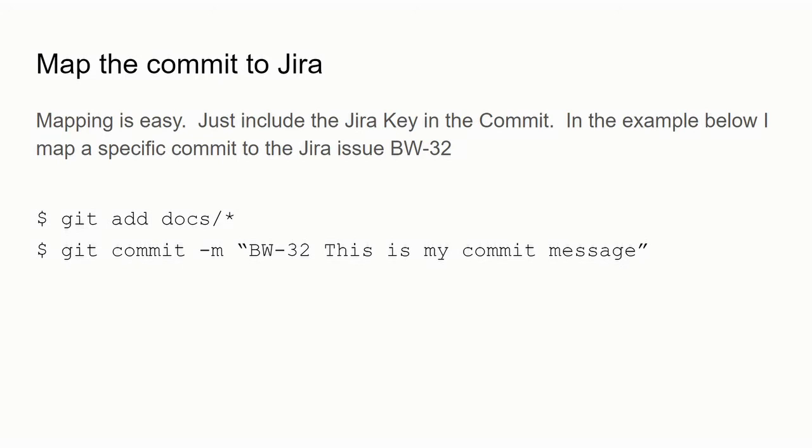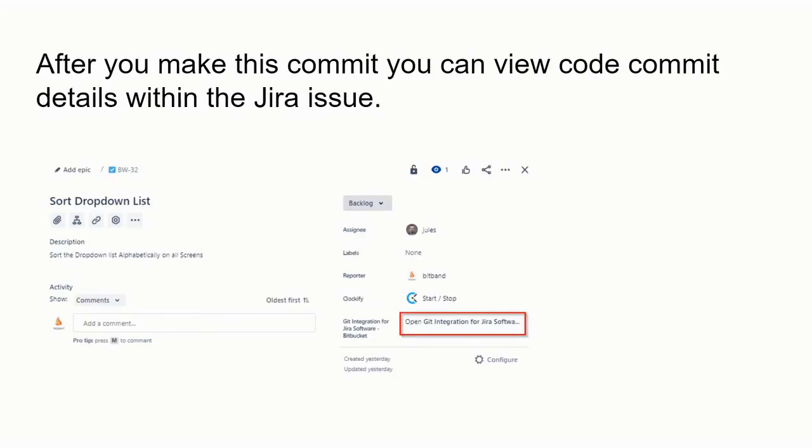Next step is for your developer to map the commit to the Jira issue. It is simple because all you have to do is map a specific commit to an issue. In the example below, I make a commit and map it to issue BW-32. After this is done, you can view commit details by clicking on the highlighted link shown below.